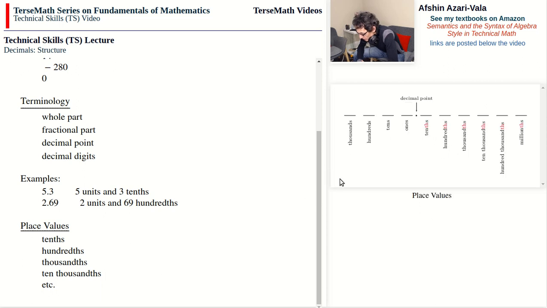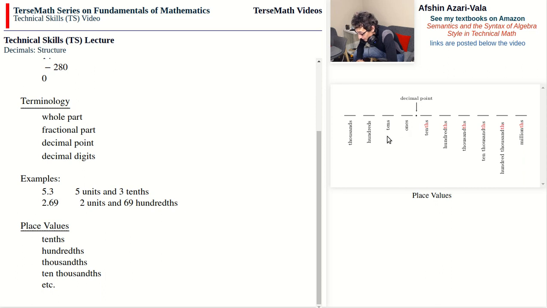And here are the place values. So now here's the decimal point. On the left side of the decimal point, which is the whole side, we have the same place values as we had with natural numbers. So we have the ones and then followed by tens, hundreds, thousands, and so on. On the right side, this is where the decimal notation extends the structure that was introduced with natural numbers.